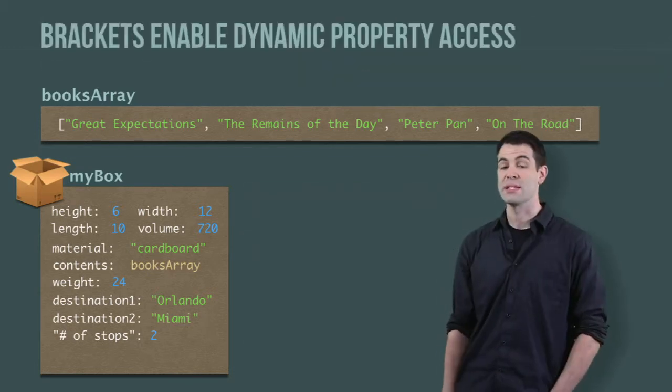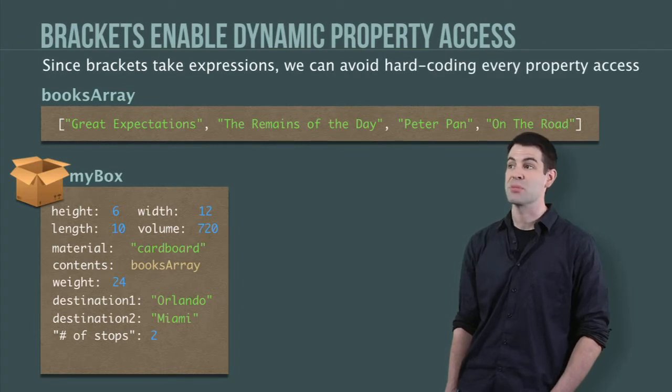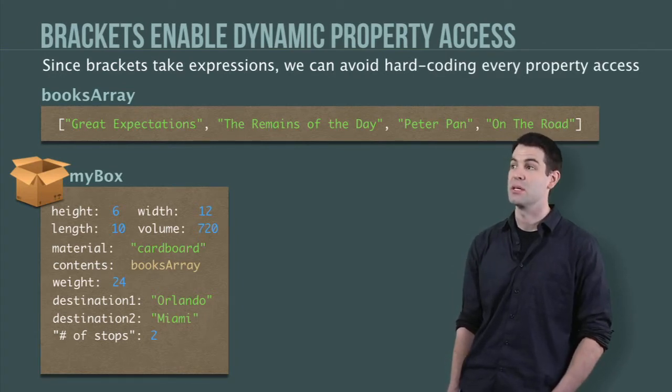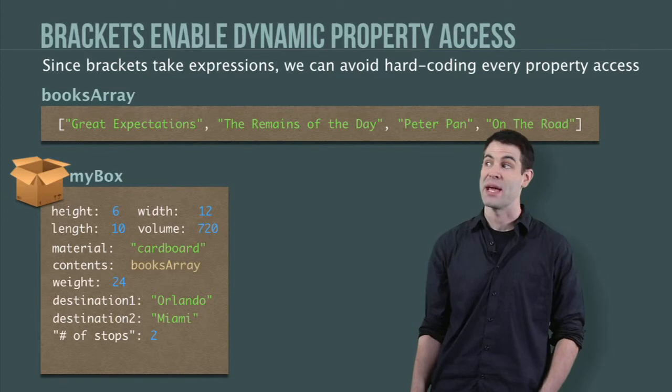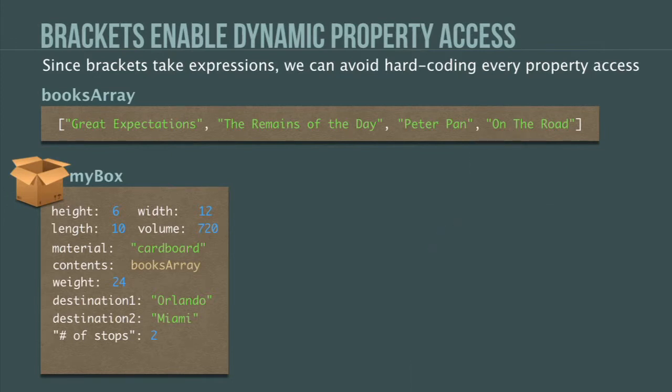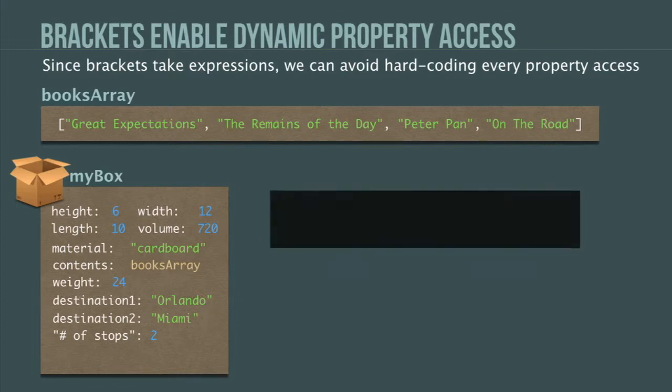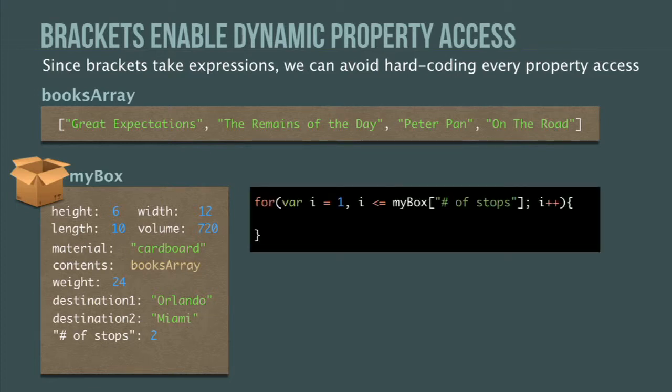Yet another cool thing is that those brackets will accept expressions, and that's going to enable us to get dynamic property access. That's going to enable us to avoid hard coding every last property access that we would want. Let's take a look. So here we got a for loop. We establish a loop counter, and we're going to loop over the entire amount of stops that our MyBox goes through. And then we're going to log out each destination.